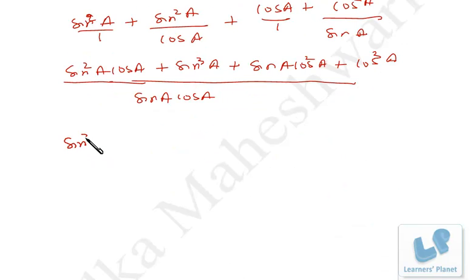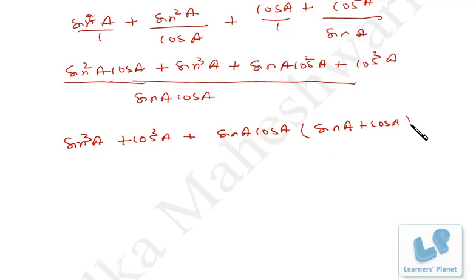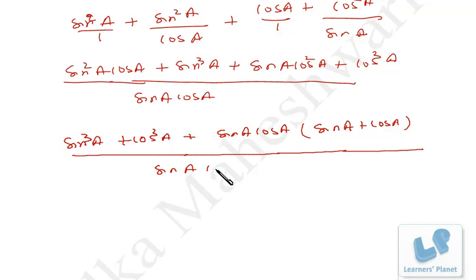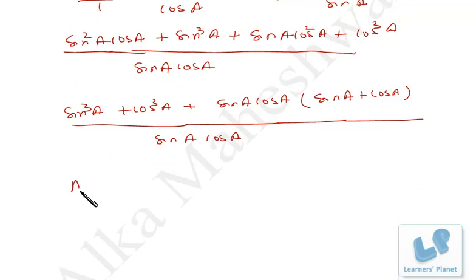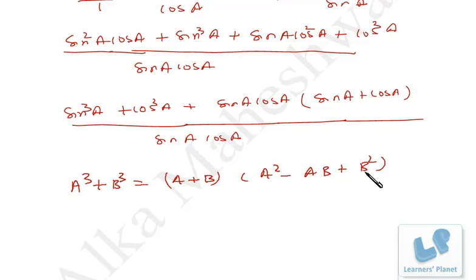Now this is sin cube A plus cos cube A plus sin A cos A. From these two I can take sin A and cos A common, so I'll be left with (sin A plus cos A), right? By sin A cos A. Okay, now what is the formula for A cube plus B cube? I just write it over here. A cube plus B cube is (A plus B)(A square minus AB plus B square), right?